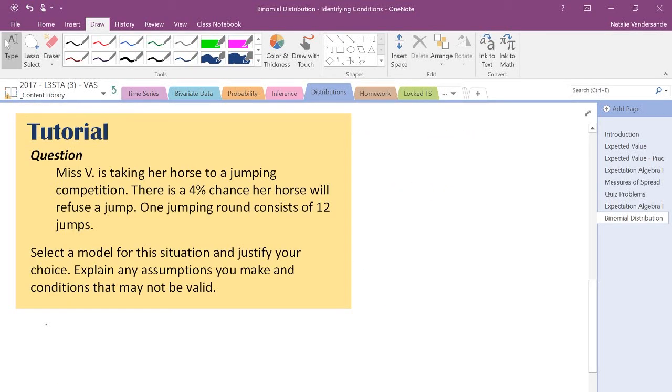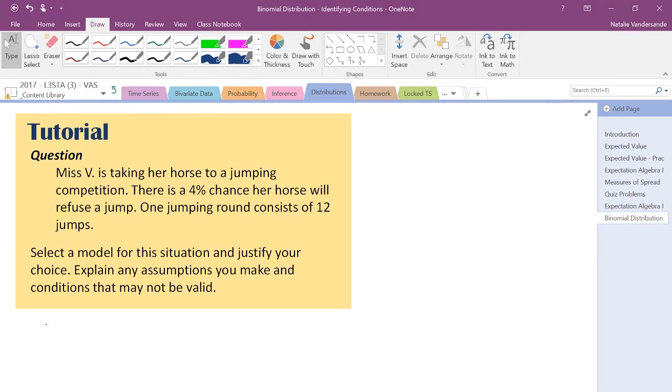Let's take a look at another question and see if we can follow some similar steps. This time we have Miss V is taking her horse to a jumping competition. There is a 4% chance her horse will refuse a jump. One jumping round consists of 12 jumps. Select a model for this situation and justify your choice. Explain any assumptions you make and conditions that may not be valid.